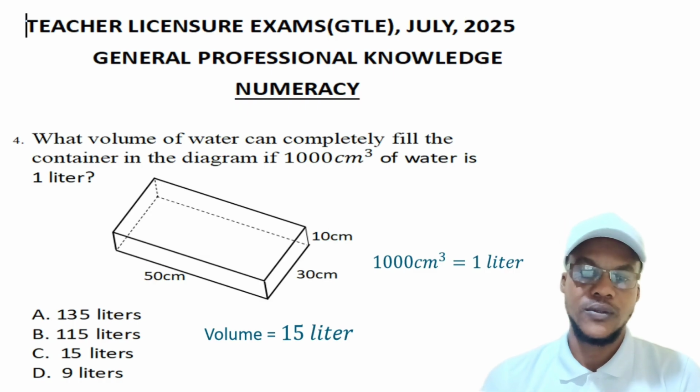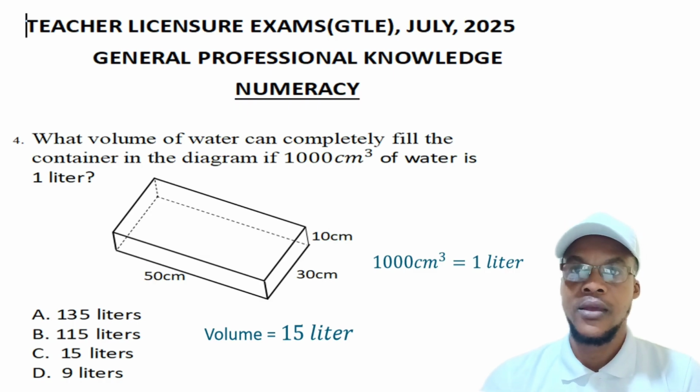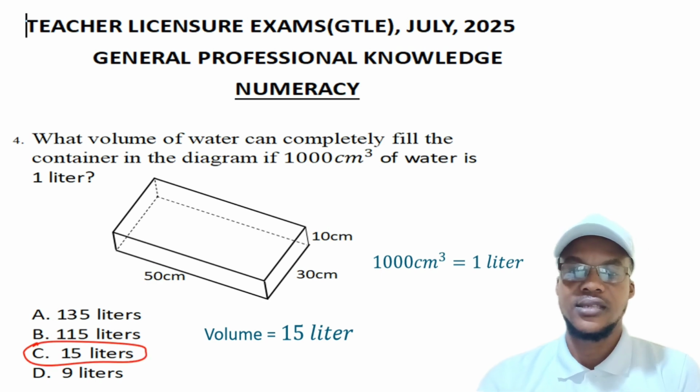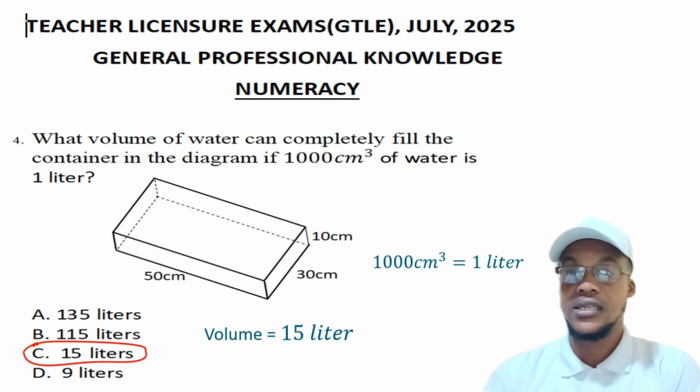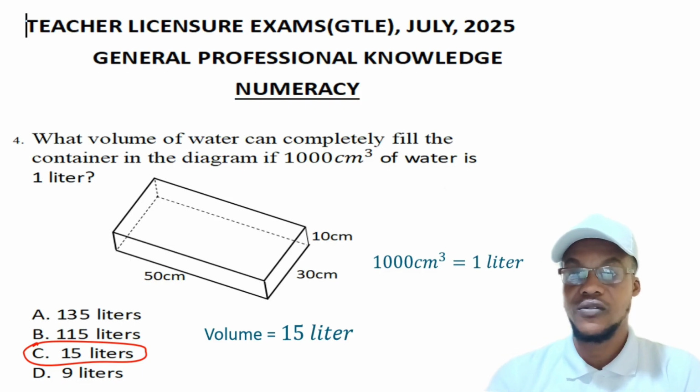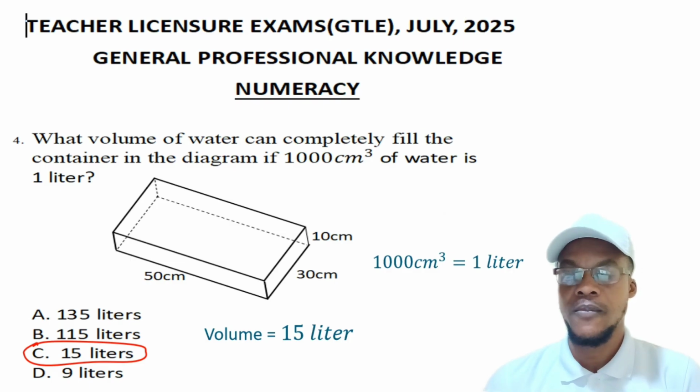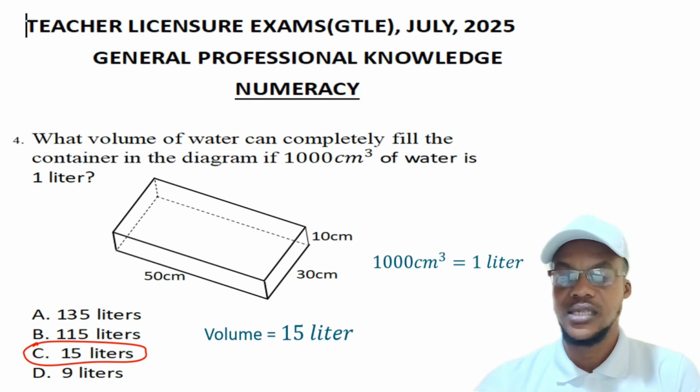Now let's go to the options provided there and see whether we have such an answer there. Yes, that is option C. So this one is very basic. If you look at this General Professional Knowledge on the part of the numeracy, you realize that most of the questions are basic ones. They are questions that you don't need to do laborious computations. You don't need to do plenty of calculations. Just simple. All right, so let's move on to question 5.